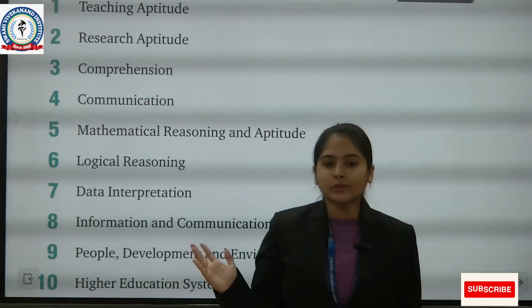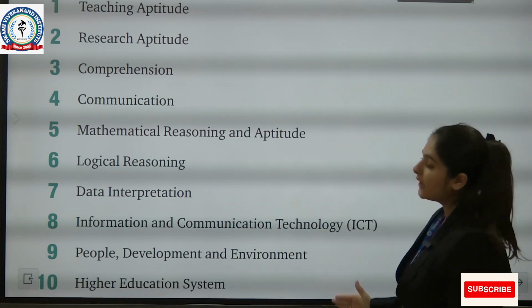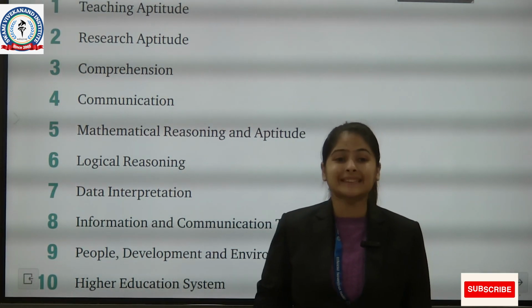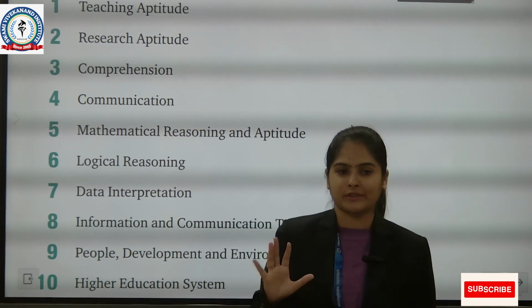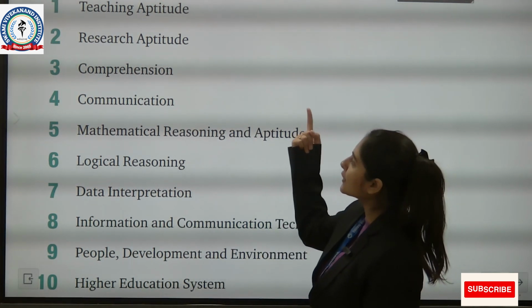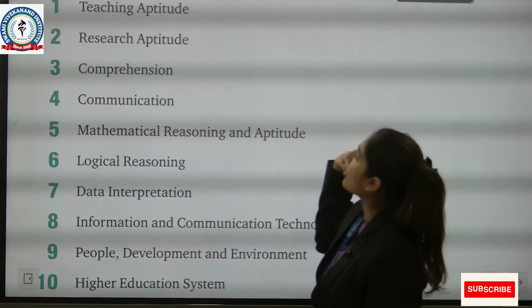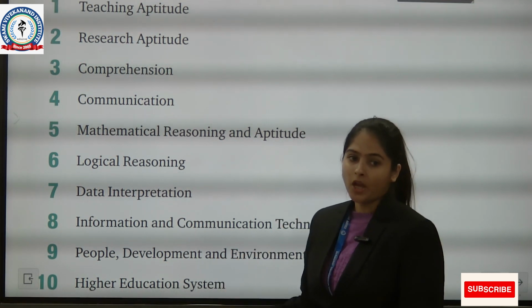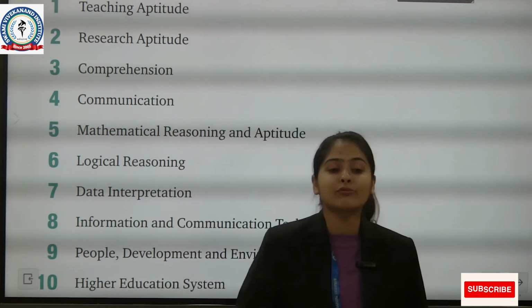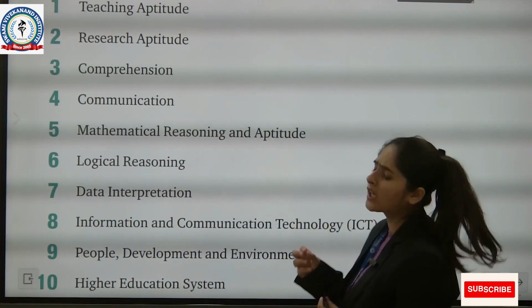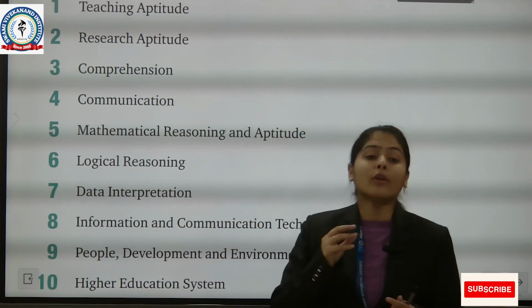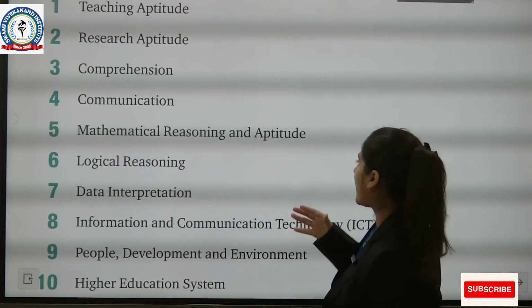So in this video, we are going to see the pattern-wise division of paper 1. As you can see, there are 10 units, and from each unit, UGC-NET asks 5 questions every year. For example, 5 questions from teaching, 5 from research, 5 from comprehension, and so on. Now with patience we will see each unit, I will give you a kind of introduction to each unit and which topics we should focus on.